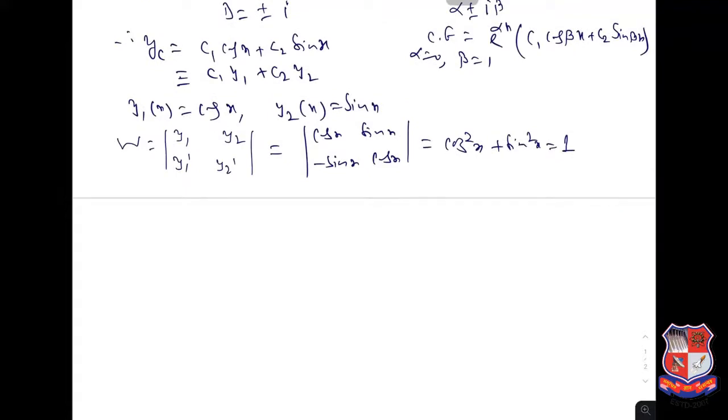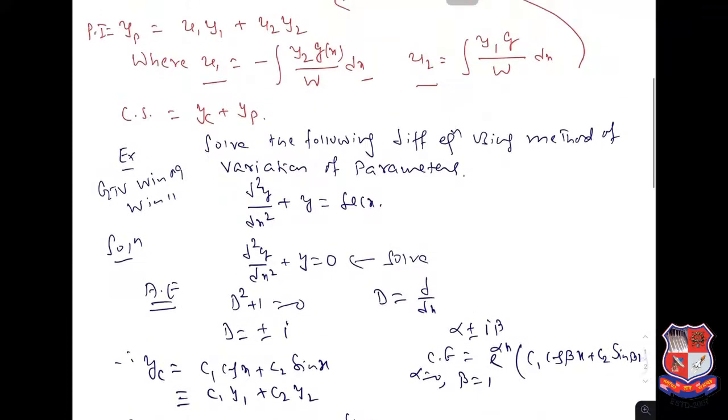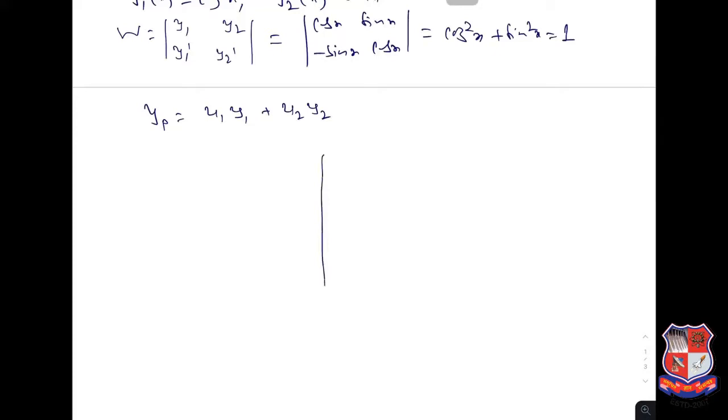Now so we found W. So now we need this formula u1 y1 plus u2 y2 as a particular integral. So first we find u1, and then we find u2. So this yp is u1 y1 plus u2 y2. So let us find u1. So this is the integration of minus y2 g(x) over W dx.